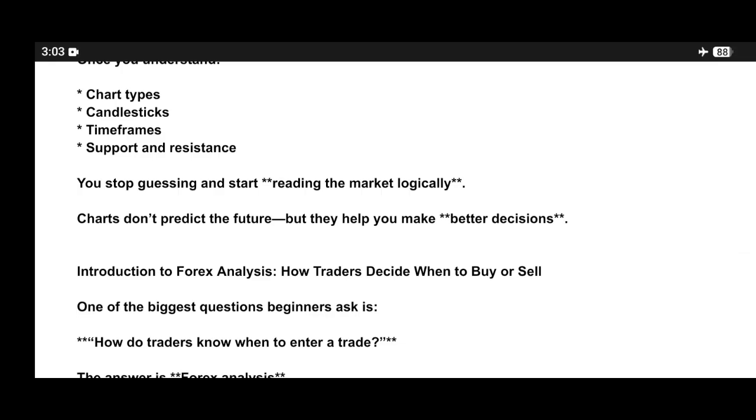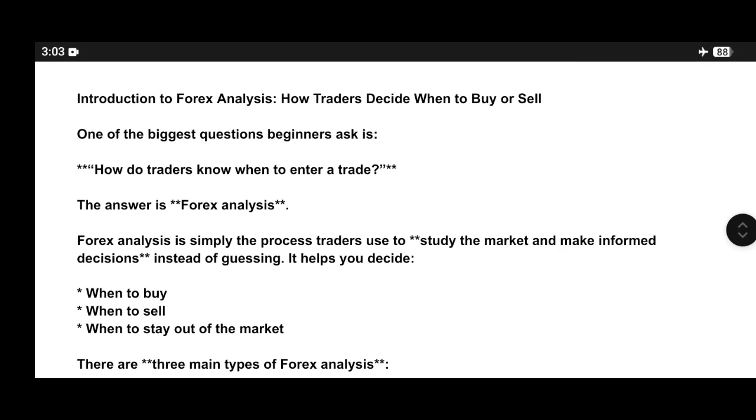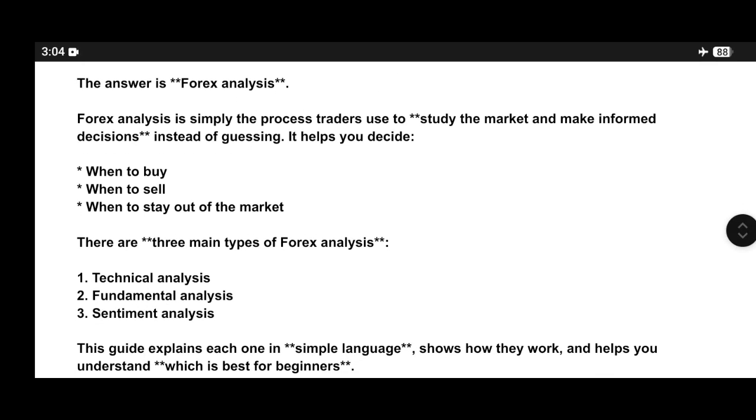Now, let me give you another introduction to market forex analysis: how traders decide when to buy and when to sell. In this section, one of the biggest questions beginners ask is this: how do traders know when to buy or enter a trade? The answer is forex analysis. Forex analysis is simply the process traders use to study the market and make informed decisions. Instead of guessing, it helps you decide when to buy, when to sell, and when to stay out of the market.